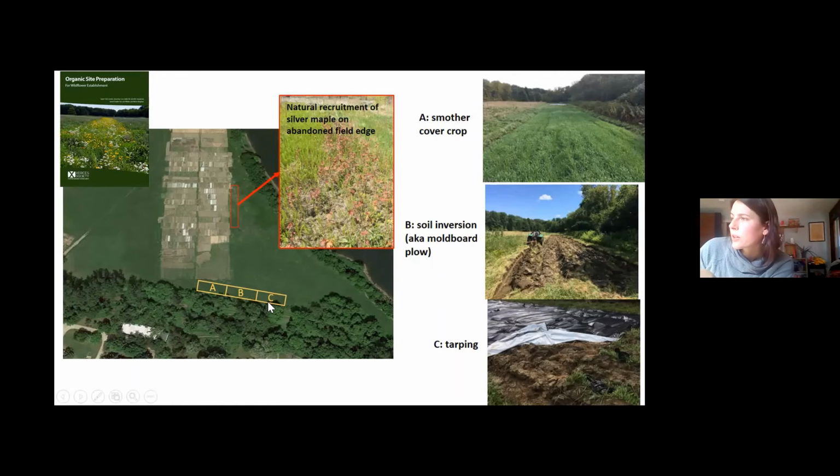So we looked at basically tarping, the technique called soil inversion, which is basically moldboard plowing. So trying to turn the soil over to get at more of a sterile soil, and then smother cover cropping. So we moldboard plowed the entire strip here, and then we laid the tarp down on one end, and we used a big silage tarp, and then we used winter oats as a smother cover crop.